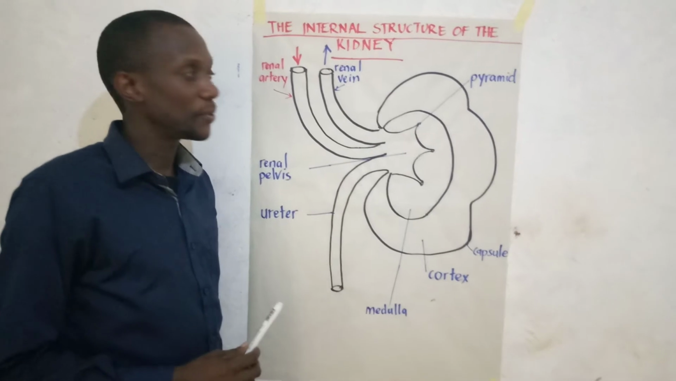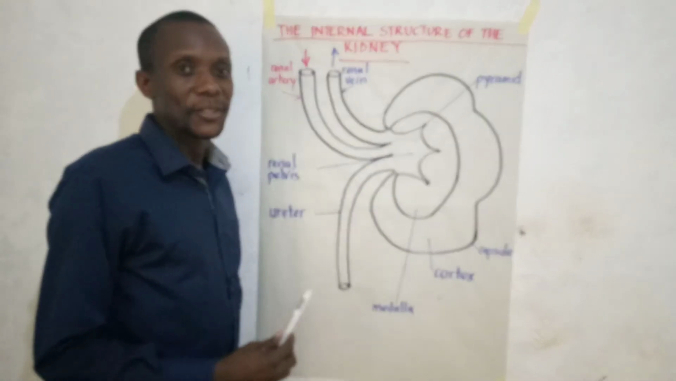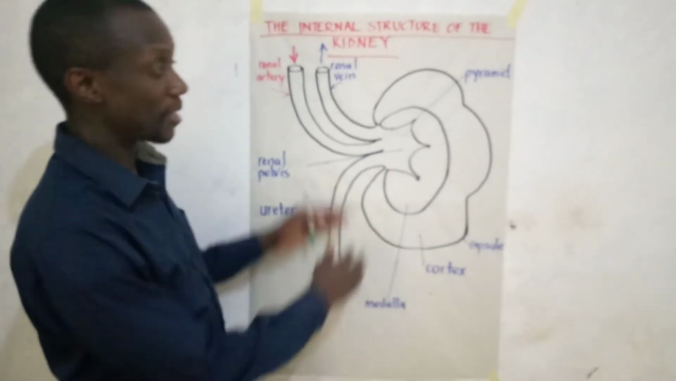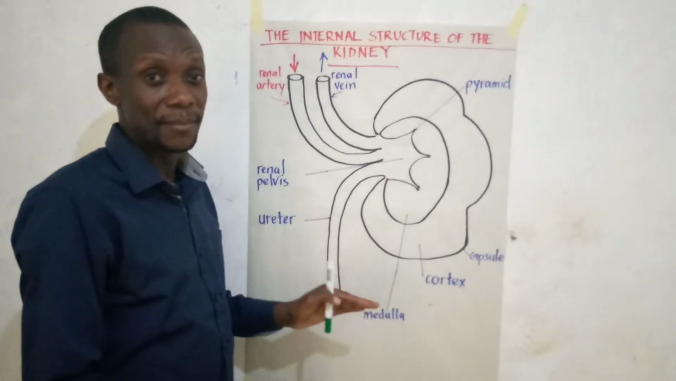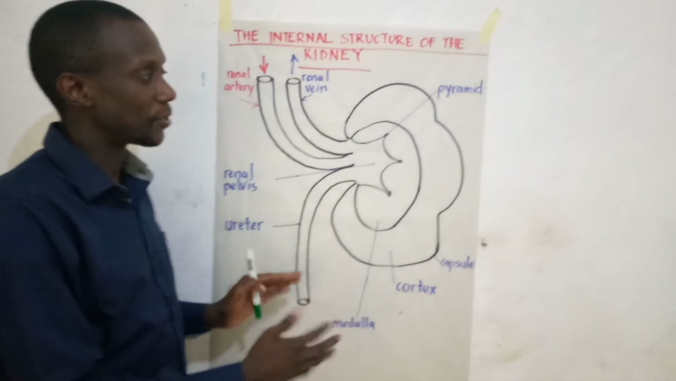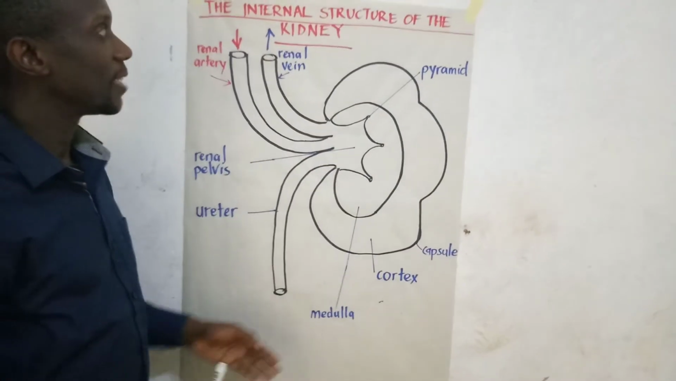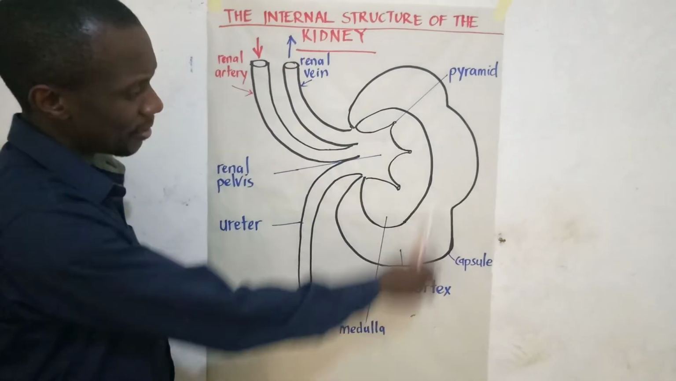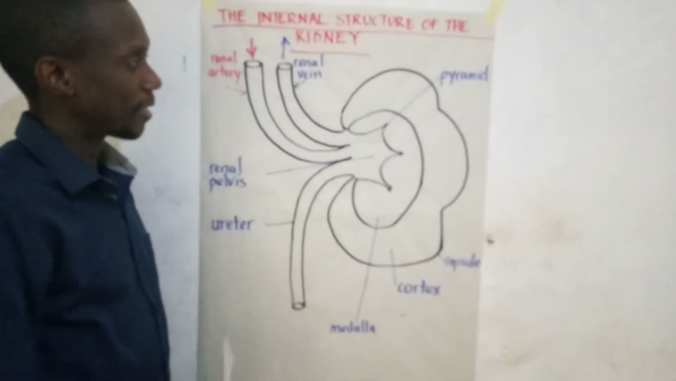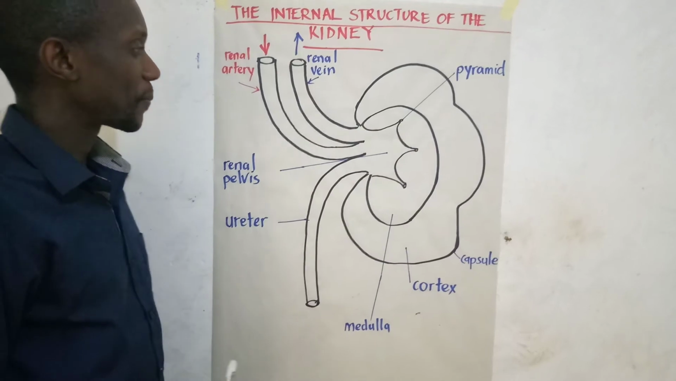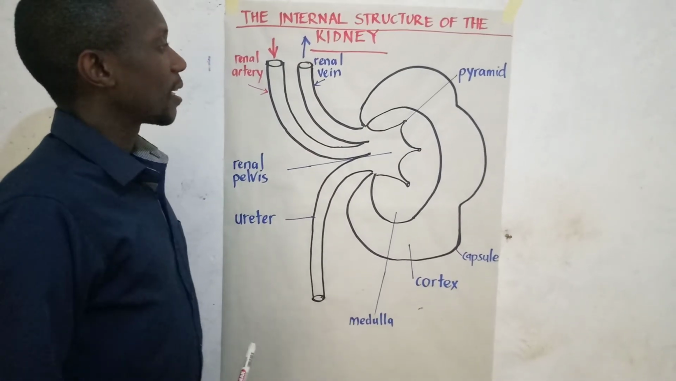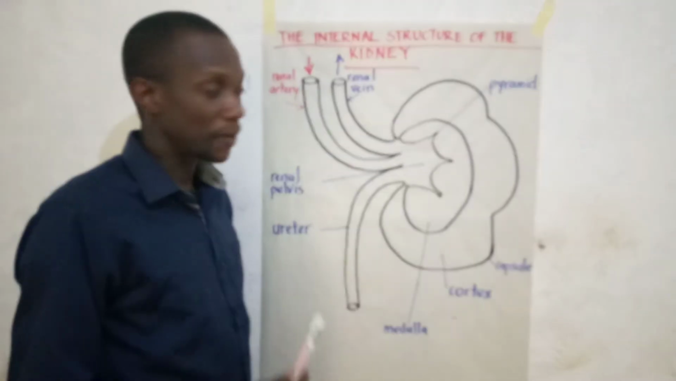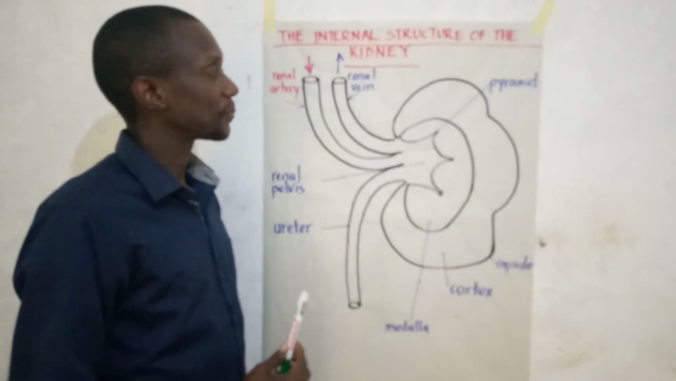What are we required to do? We should be able to draw, at least, the basic diagram. This is not a very nice diagram, it is a basic diagram, just for illustration, to show us what is inside. So we are looking at the internal structure. Then we should be able to give the functions of the basic parts of the kidney. So we shall also discuss how urine is formed, still in this segment.